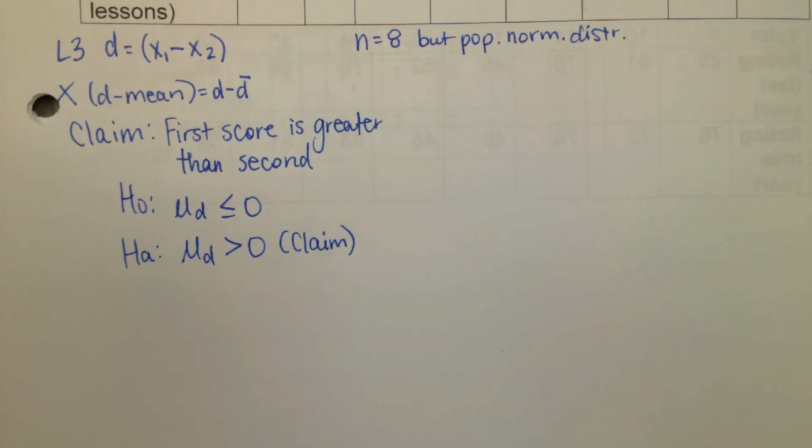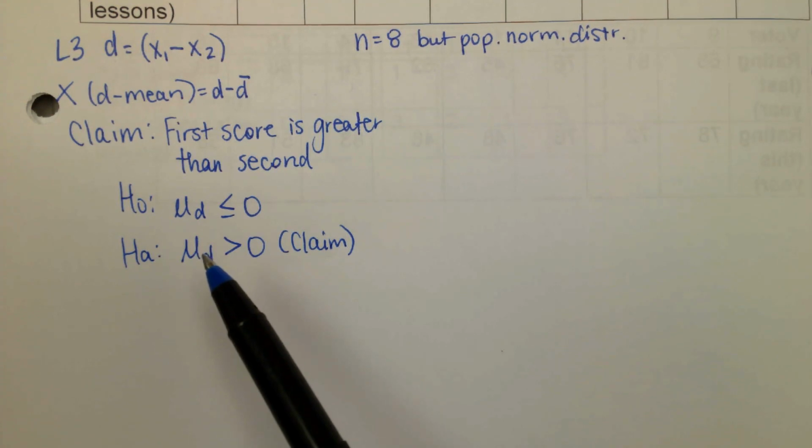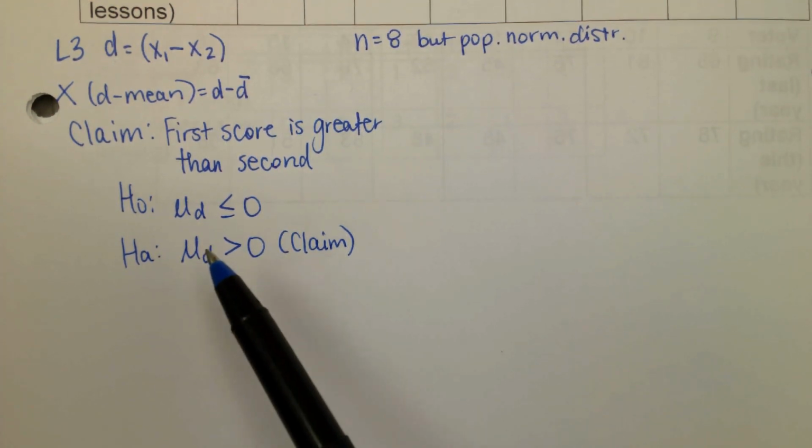So we're looking at how are things going. What happened? Did it improve, or did it increase, or did it decrease? In this case, we want to say that the scores actually decreased. So our first score should have been our first score. We're going to see if for the claim, is it actually greater?